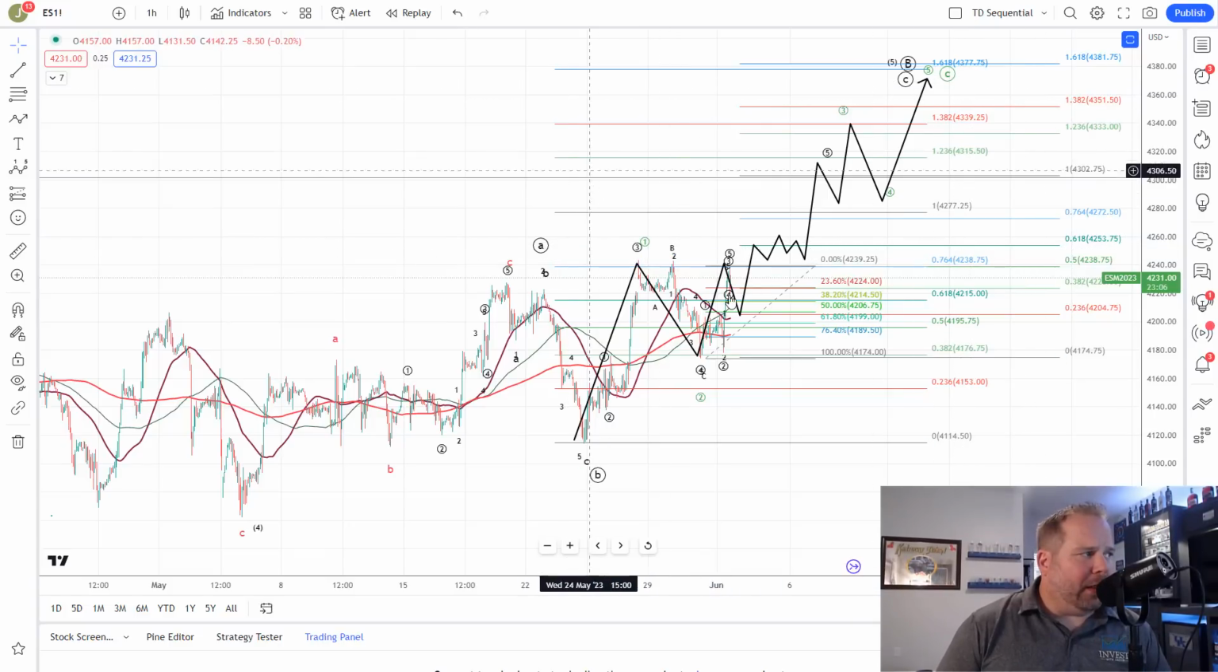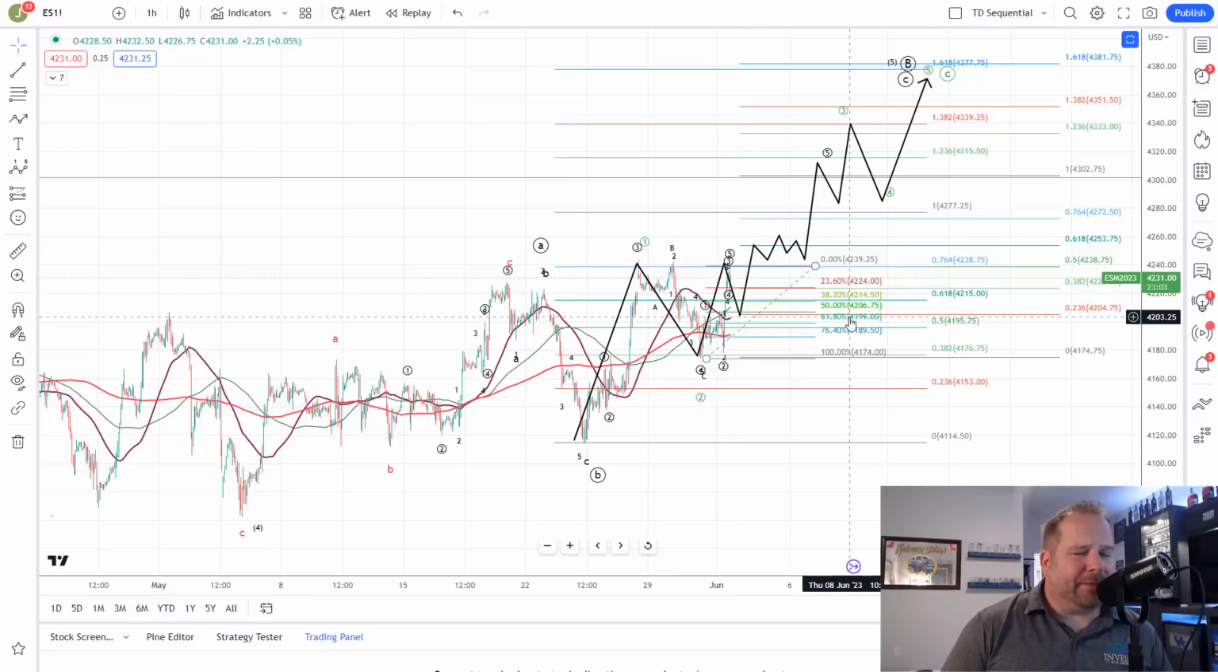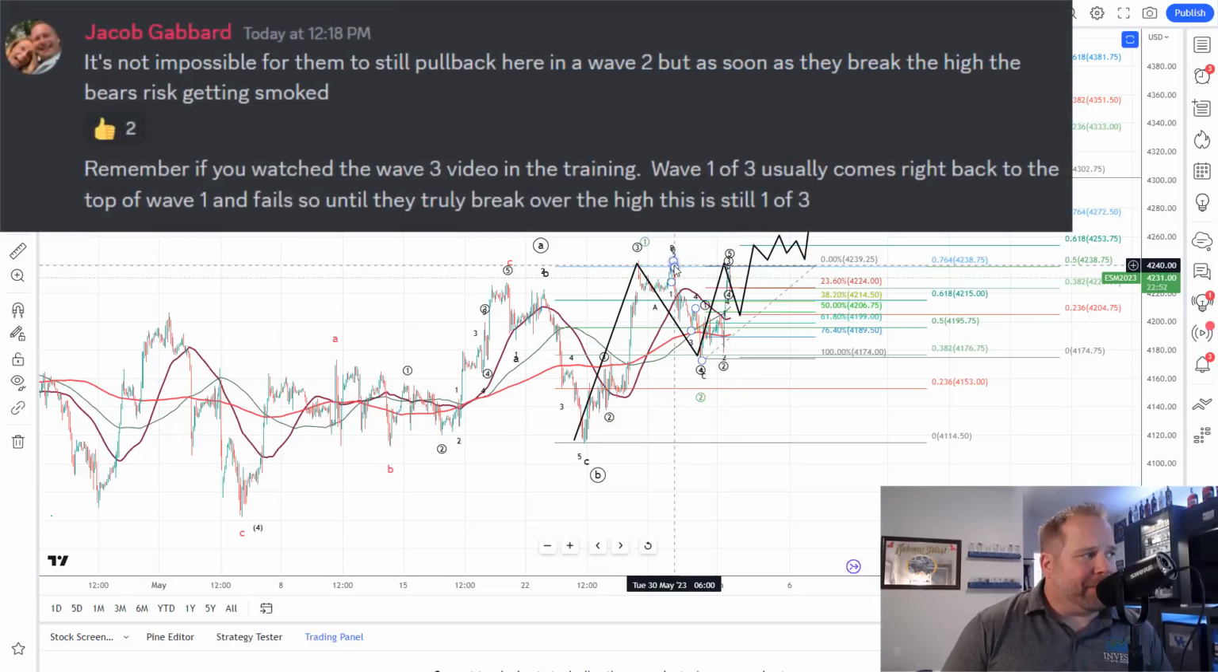In my training room, guys, and this is important, I told you about the Elliott Wave for Beginners course. I did tell everybody, once you get up to this wave 1 high, this is very common, very easy stuff where wave 1 of 3 or wave 1 of 5 is going to come back to the previous high because that's resistance and likely fail.